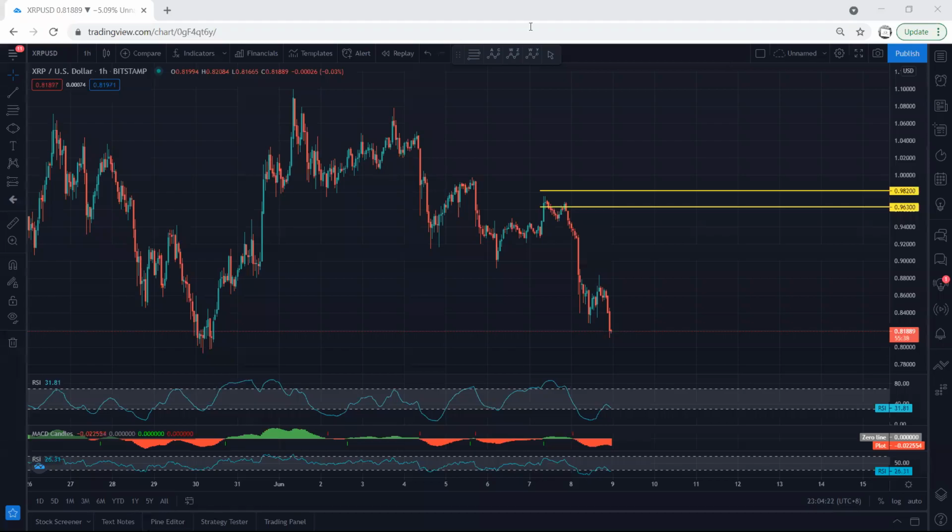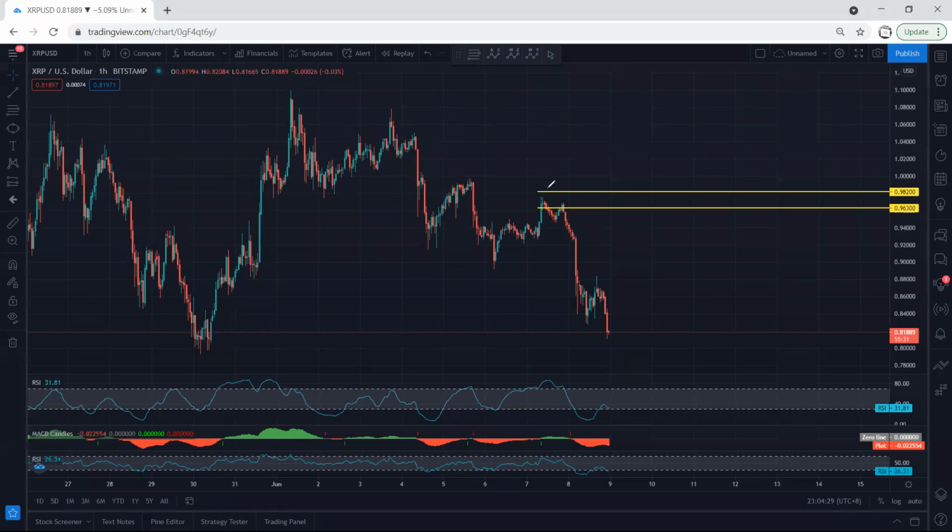XRP, we start with the 1 hour chart. We want to see how we can look for a trade. First of all, if you refer to my analysis in my last video, I just want to give a quick update: since the price was within this move, we have been looking for a short-term buy.